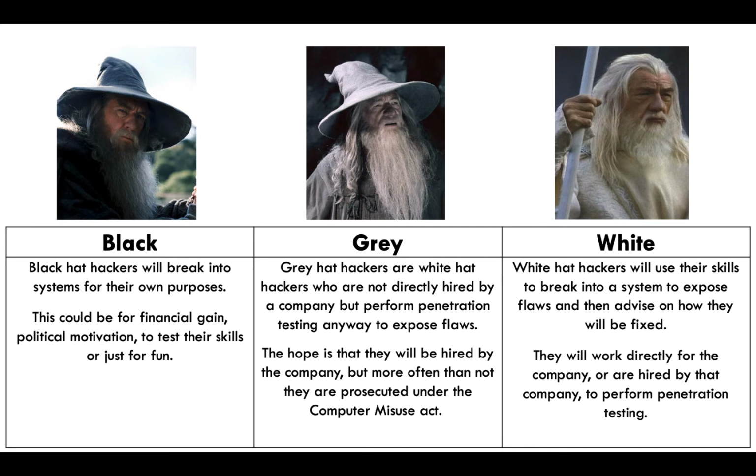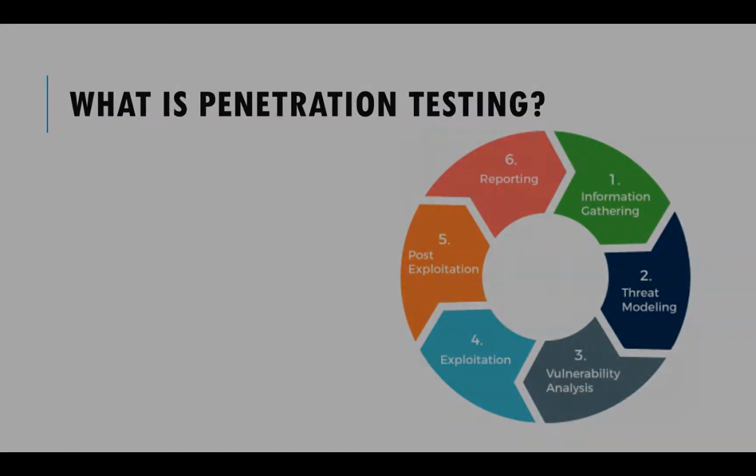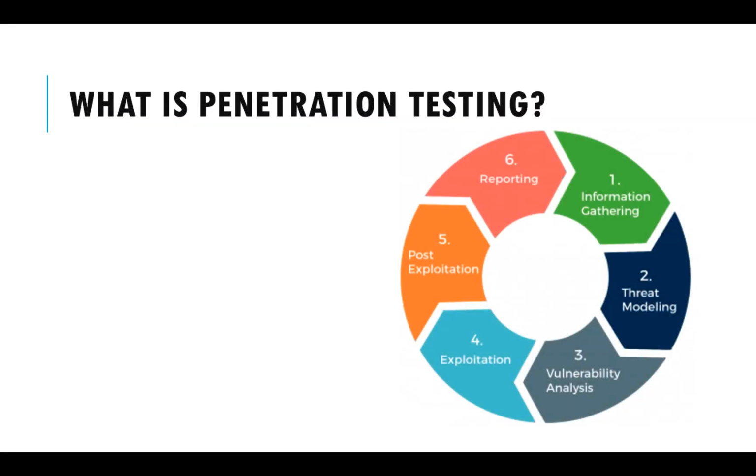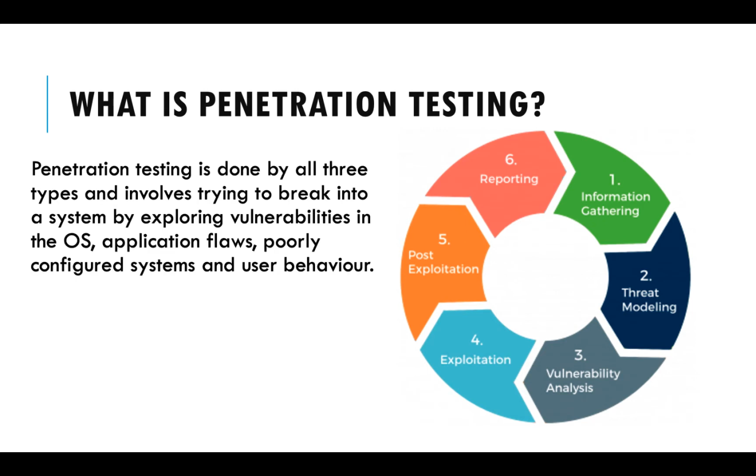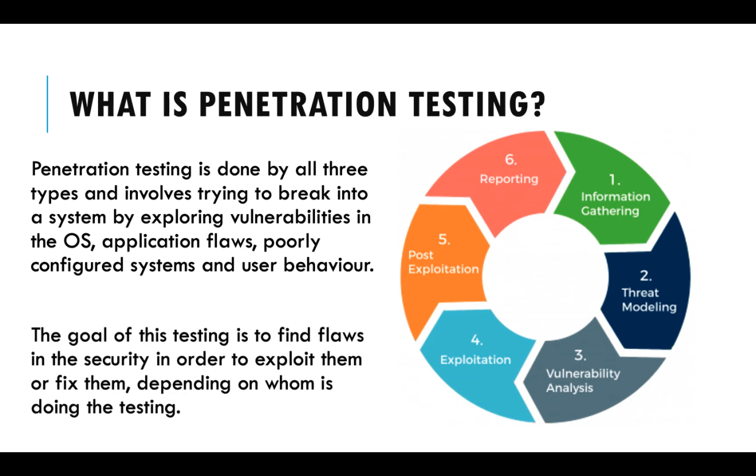So I've mentioned penetration testing a couple of times there, but what actually is penetration testing? Well, it's done by all three types of hackers: the black, the grey and the white. And it involves trying to break into a system by exploring vulnerabilities in the operating system. It could be application flaws, poorly configured systems, and even user behavior, sometimes known as social engineering. And the goal of this testing is to find flaws in the security in order to exploit them or fix them, depending on whom is doing the testing.